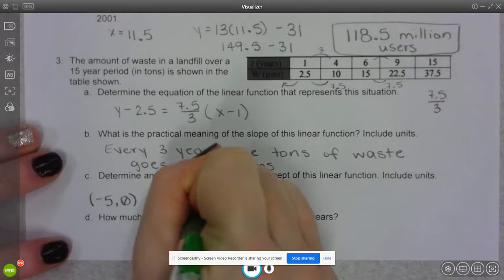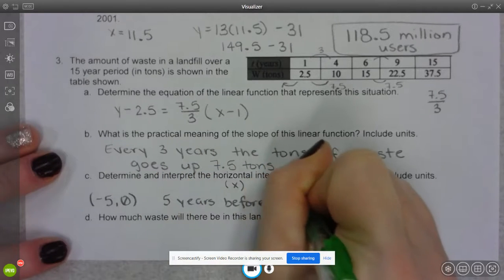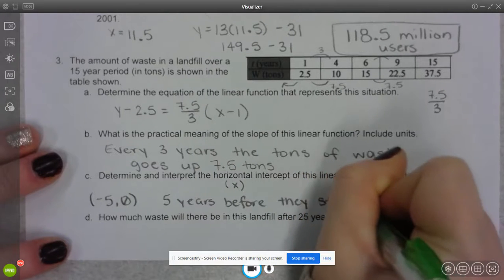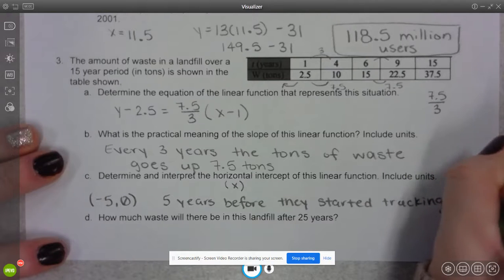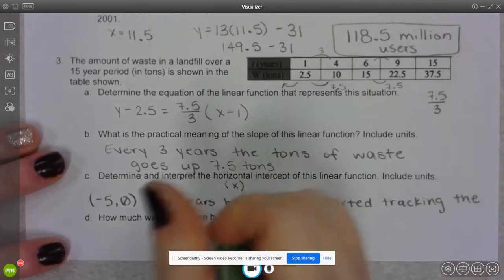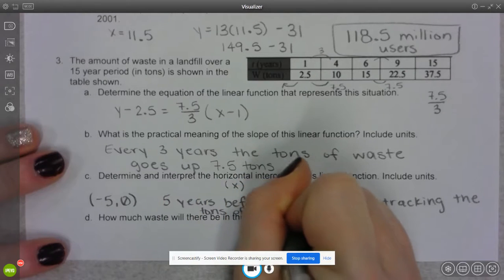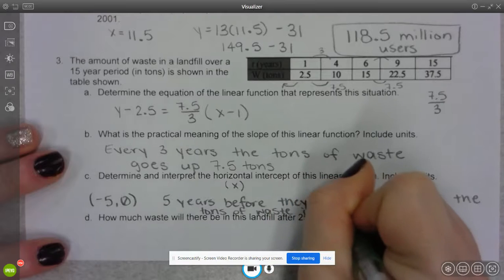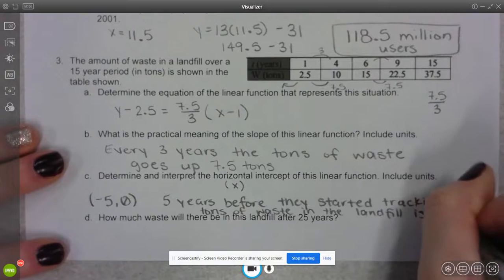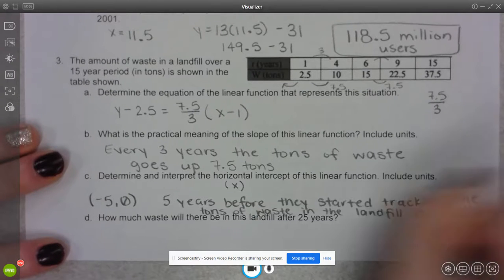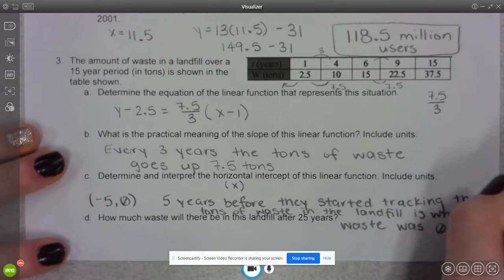So 5 years before they started tracking the tons of waste in the landfill is when the waste was 0 tons.